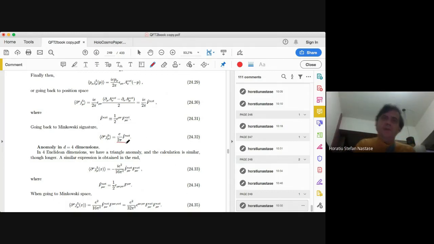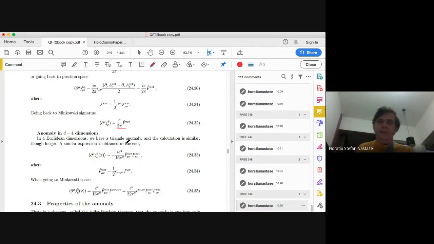All right, so you see what we obtained. The anomaly, the vev of d mu g mu 5, is the coupling divided by some pi's and 2's and so on, but the coupling. And then it's a field strength, which is gauge invariant.